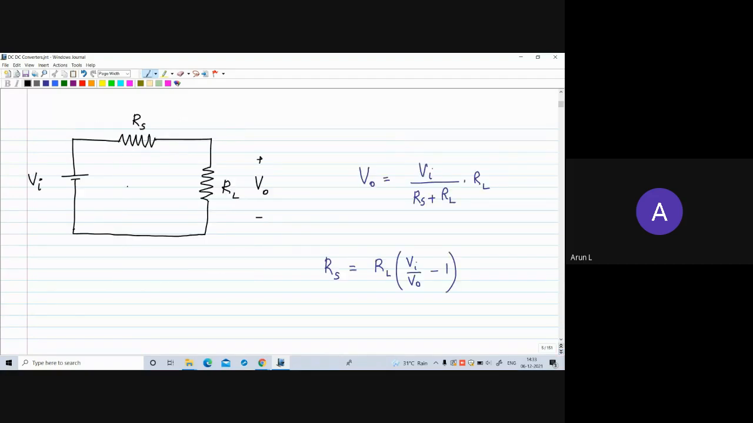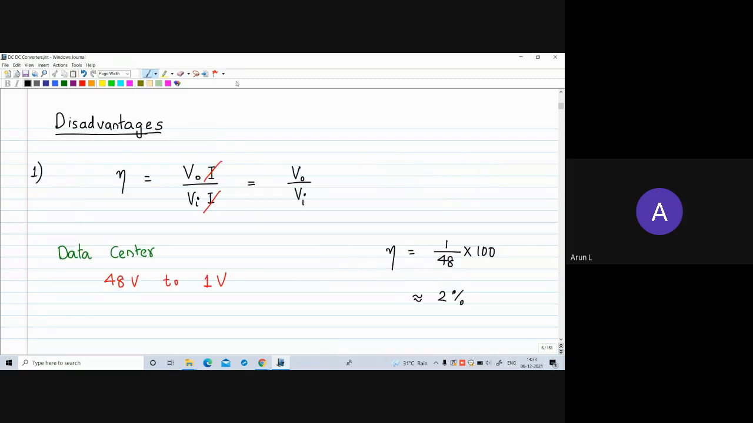If we analyze this simple circuit, using the potential divider rule, the output voltage Vo will be Vi divided by (Rs plus RL), multiplied by RL, and from that you can get the value of Rs. We know the value of load resistance, input voltage and output voltage, so we can easily calculate the resistance value, and that can be connected here. But what is the problem with the circuit? The first disadvantage is regarding the efficiency, because we are dissipating power in a series element, which is a resistance. So efficiency is a problem.